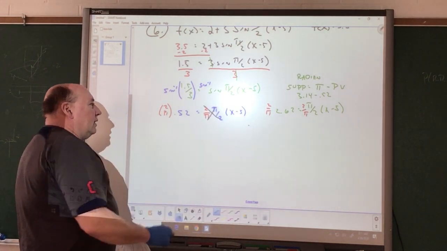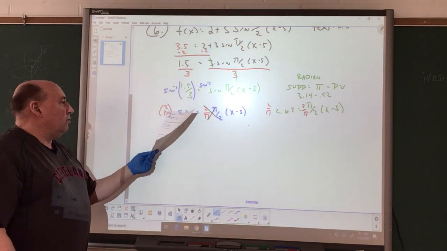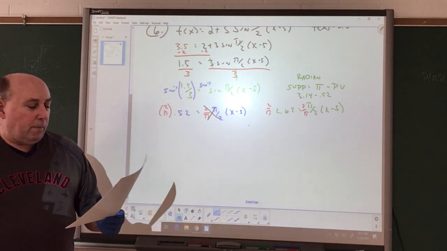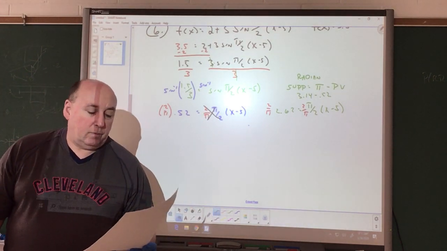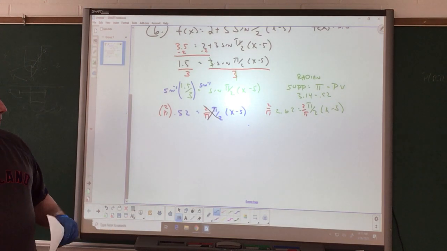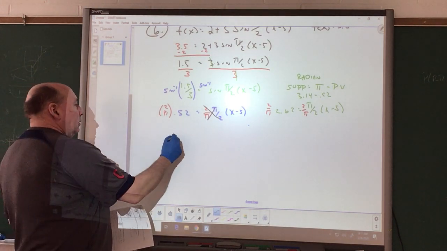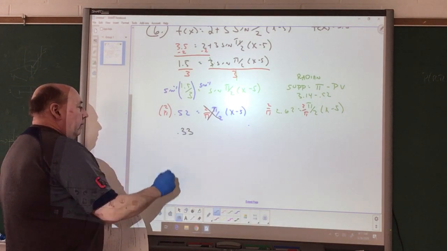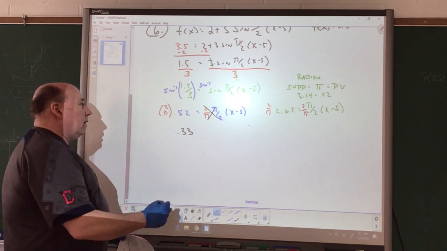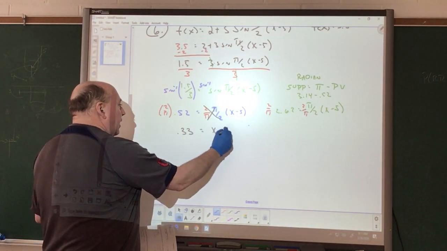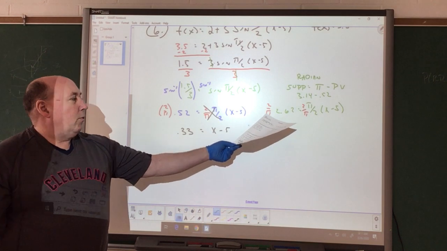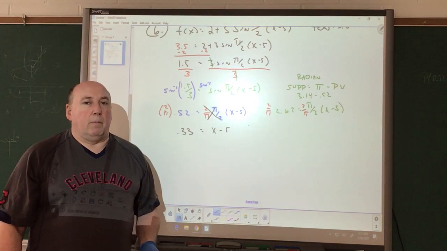Which will cancel these out. So we have 2 times 0.52 divided by pi. Hopefully you get 0.33 is equal to x minus 5. And then we have 2.62 times 2 divided by pi.